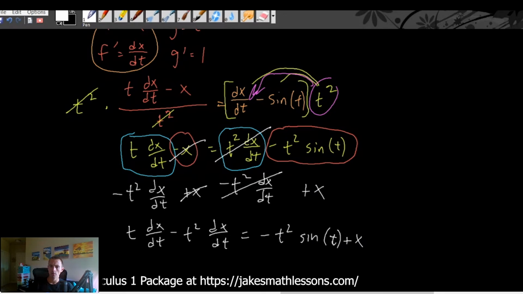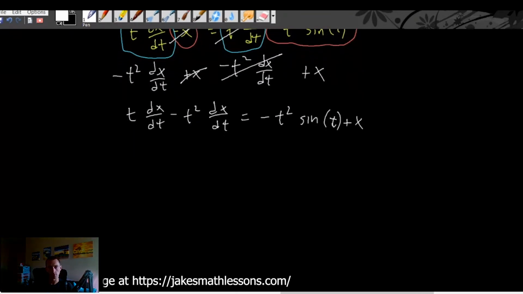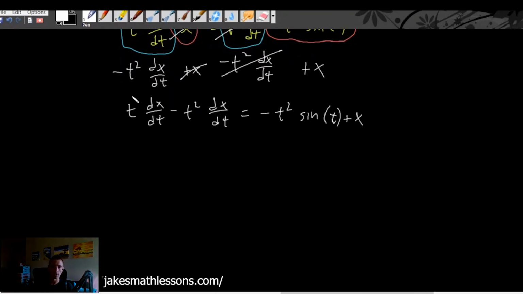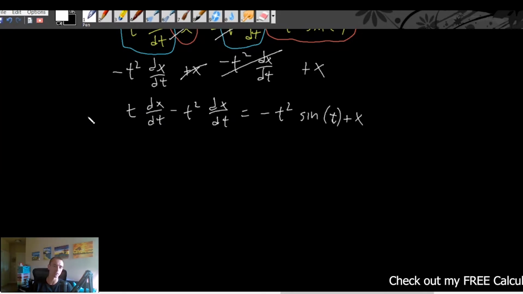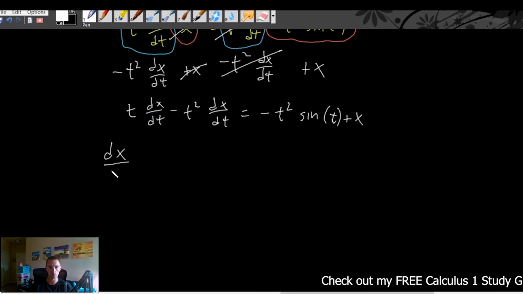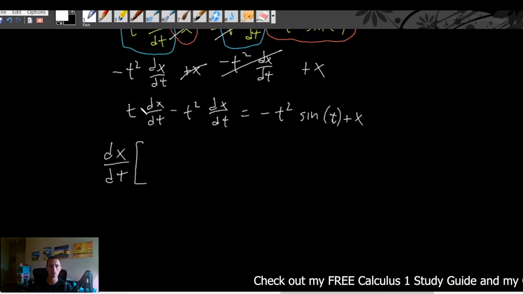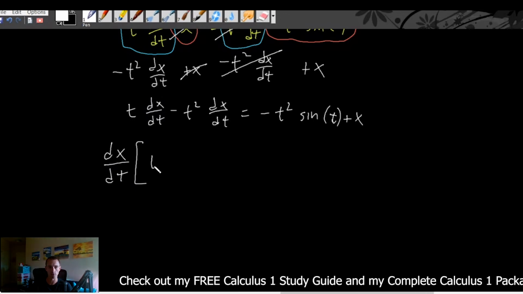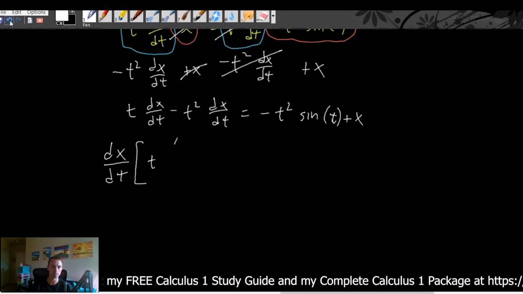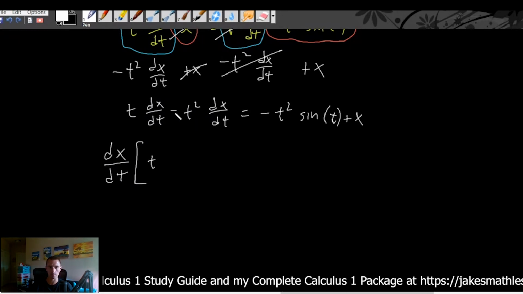Okay. So once we have gotten all of our dx dt terms to one side of the equation, you can see every term on the left side now contains a dx dt, and every term on the right does not contain a dx dt. Once we've separated those out, since every term on the left side has a dx dt in common, we can factor that out of the left side. So we'll pull dx dt out of the left side. And what's that going to leave us with? If we take dx dt from this term, we're going to just be left with a t. If we take dx dt out from this term, we're going to be left with minus t squared.